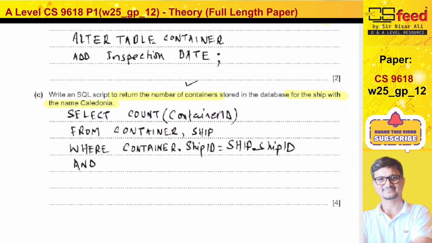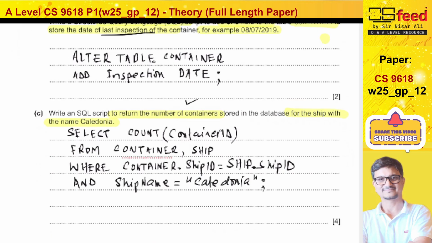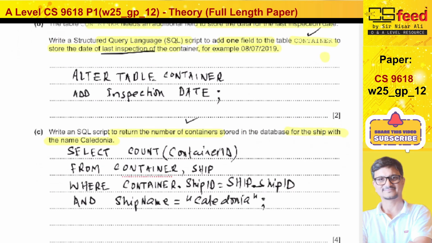Now here we need to write the criteria where the ship name is, it is a string down here, and in the end we must write the semicolon at the end. All right. So this is how the answer of this part is completed.